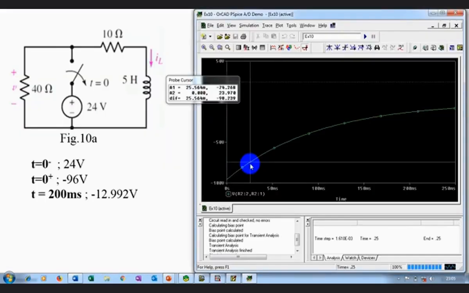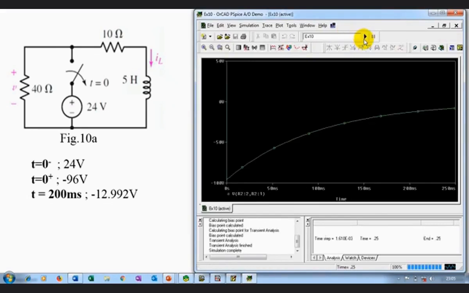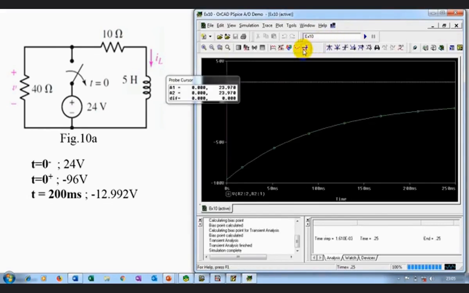As you can see the result, as we click on toggle cursor, we're getting the voltage as 23.97 whereas we calculated 24, and the time is 0 plus. So you can see here, this is the peak value of the cursor, this is the cursor trough, and the value is minus 95.875. Just when we have opened the switch, the voltage has reduced to about minus 96 volts.